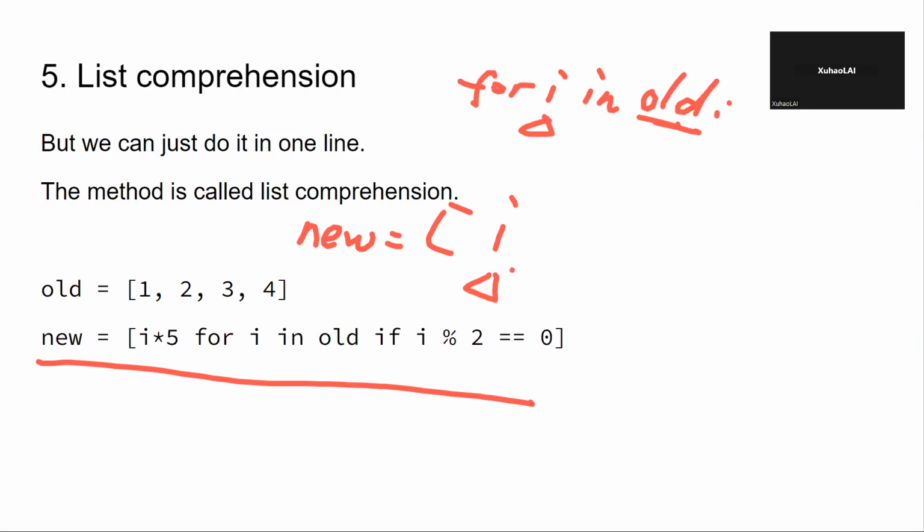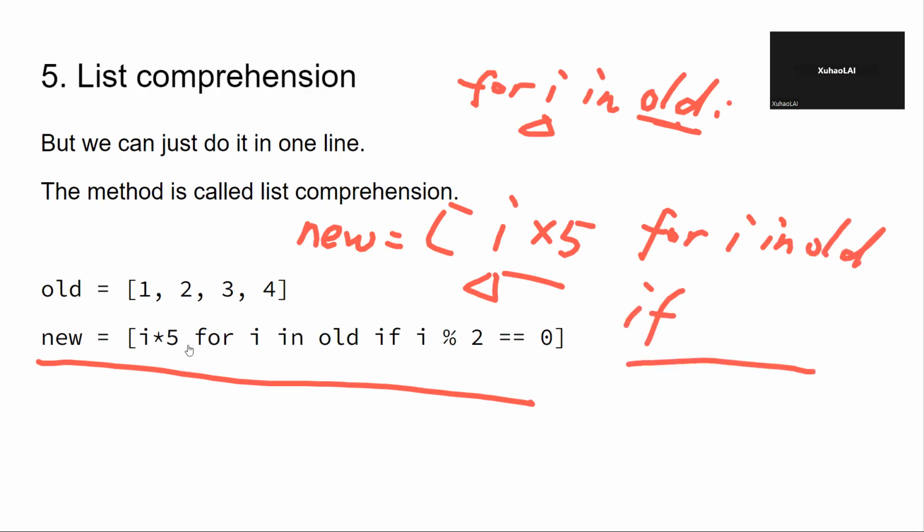And i is the same here. So i times 5 means that I will modify every element of the old list, and then I'll store it in the new list. And as usual, we have for i in old, and then I also have an if. The if statement is to filter out, because I only need even numbers. So I'll filter out all the odd numbers.